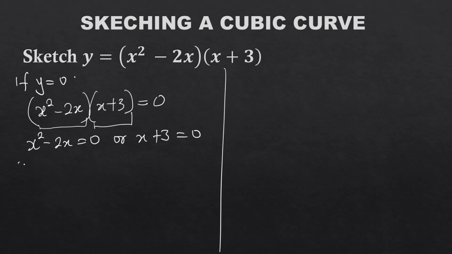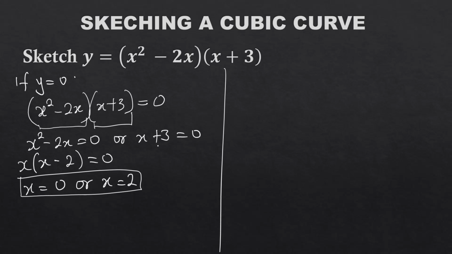So in this case, I'm going to factor out x minus 2 equal to 0. That means that x is going to be 0 or x is going to be 2 for this first one. Then under this one, I'm going to say that x is equal to minus 3 because I'm going to subtract 3 from both sides of the equation.